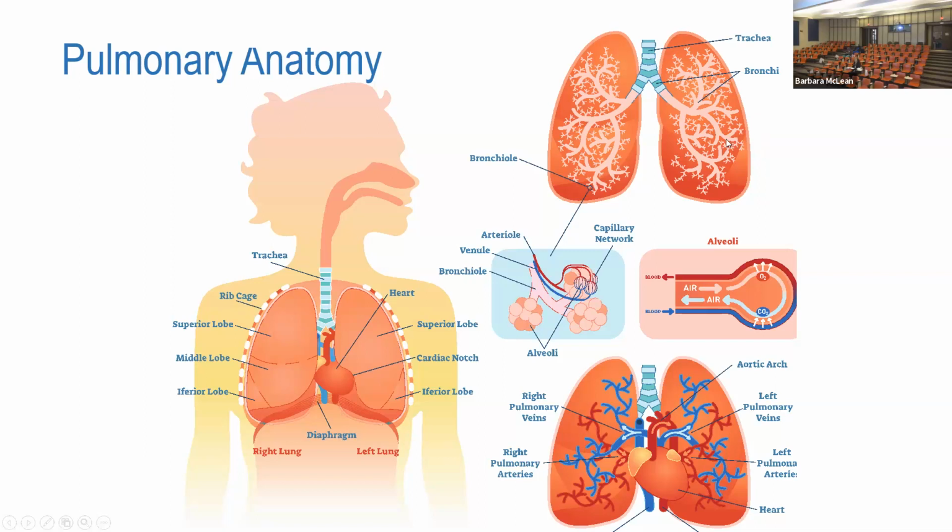This is one of the reasons that we talk a lot about position therapy in patients who have lung dysfunction. You always want to shift their VQ match. That's what you're doing.